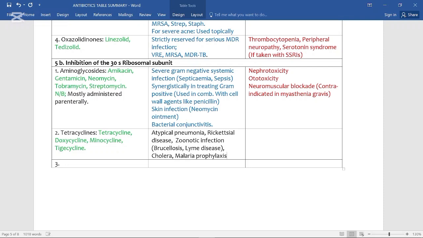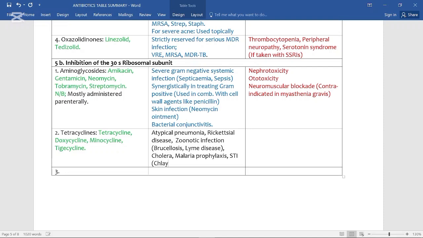I think also STI. Let me add here. It's also good against STI, especially those STI that are caused by chlamydia. So if a client has got chlamydia, this drug also may be used. It's very good against chlamydia and others. Sorry, the spelling here, chlamydia. Zoonotic infections. Yeah, so these are some of the indications of using tetracyclines.